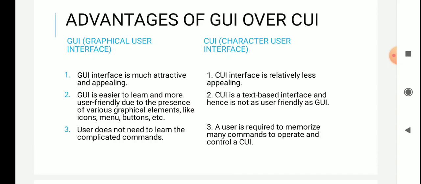Point number 2, in graphical user interface, it is easy to learn and more user friendly due to the presence of various graphical elements like icons, menus, buttons, etc. So in graphical user interface, it is very easy to learn and use because so many graphical elements, icons, menus, buttons are there. But in character user interface, it is a text based interface. Text based interface means where we have to type only the text in the form of commands, and hence it is not user friendly. It is very difficult for everyone to learn all the commands.